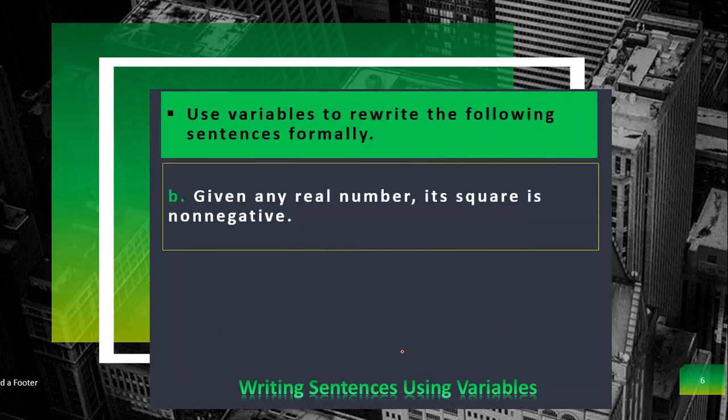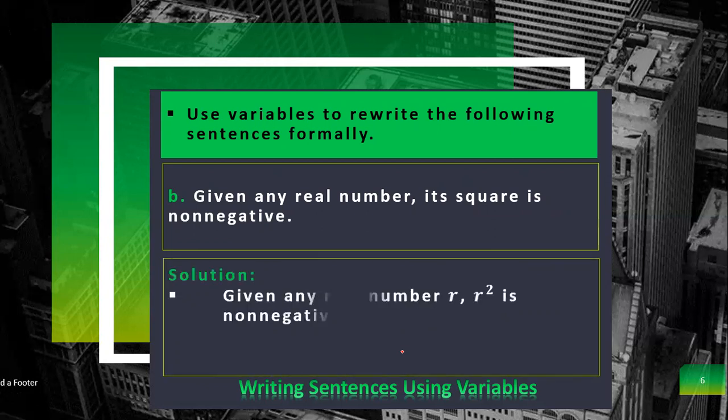Next, given any real number, its square is non-negative. So there is a real number, and if you're going to square that real number, it is a non-negative number. So how are we going to rewrite this sentence?